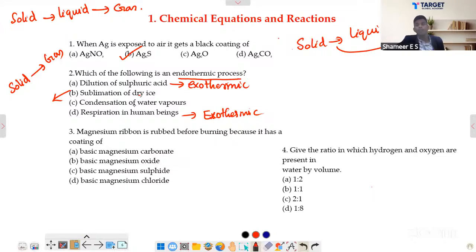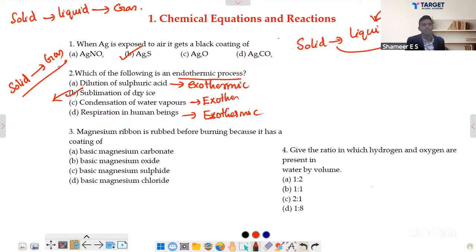Condensation of water vapor means gas to liquid. Gas to liquid is an exothermic reaction. Which is the answer? B is the answer. Sublimation of dry ice is an endothermic reaction, because dry ice is solid carbon dioxide. It will absorb the energy and convert to gas. Sublimation is the conversion of solid to gas directly. You studied this same term in class 9. If you don't know, just note that sublimation is the conversion of a solid substance directly to gas.